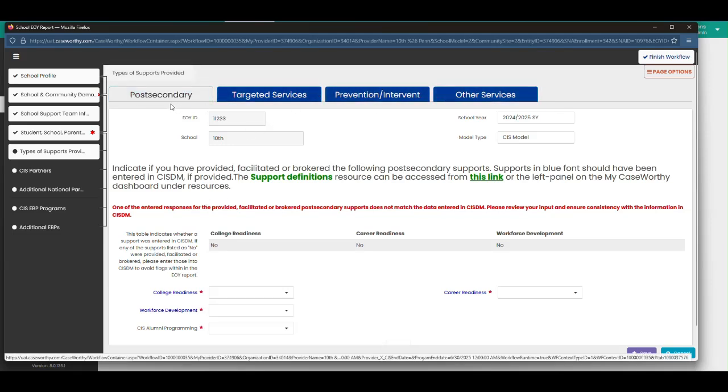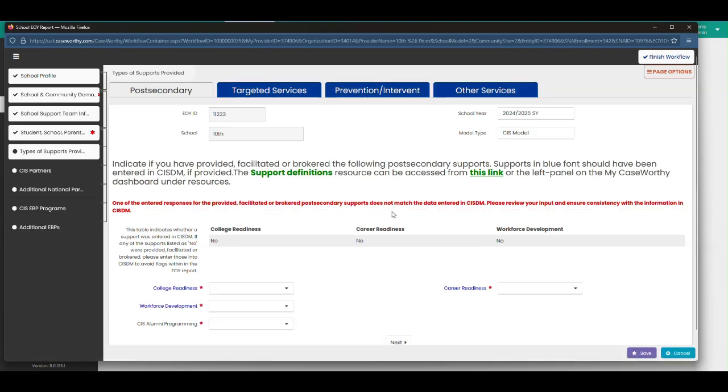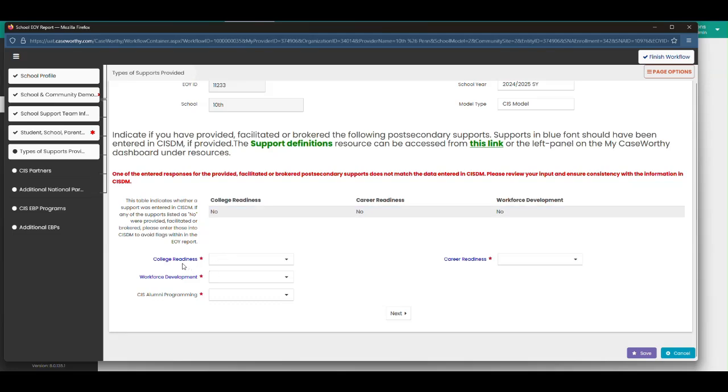There's 4 different support groups up here: post-secondary supports, targeted services, prevention, and other services. For each of these menus, there will be some supports that are blue and some supports that are starred. Any starred supports, we need to answer yes or no whether or not we delivered those supports or provided those opportunities to our schools. If we're saying yes, then we're expecting that there should be some documentation of that in SysDem. The ones that are blue are extra special supports, and in that case, it's mandatory that there is an exact match between what we're reporting in this workflow and what's been documented in SysDem.